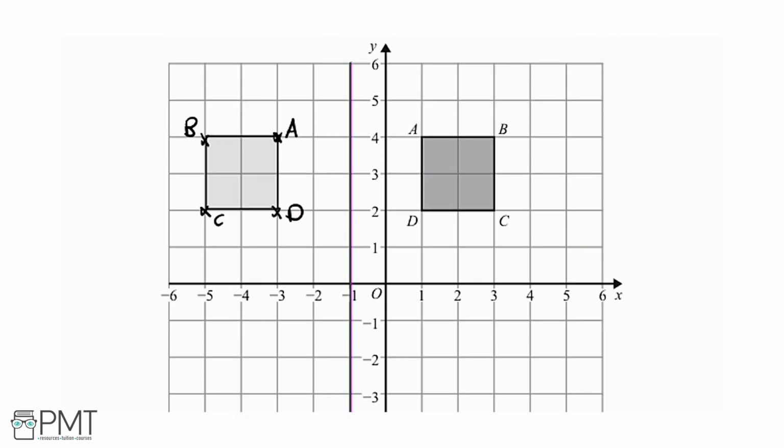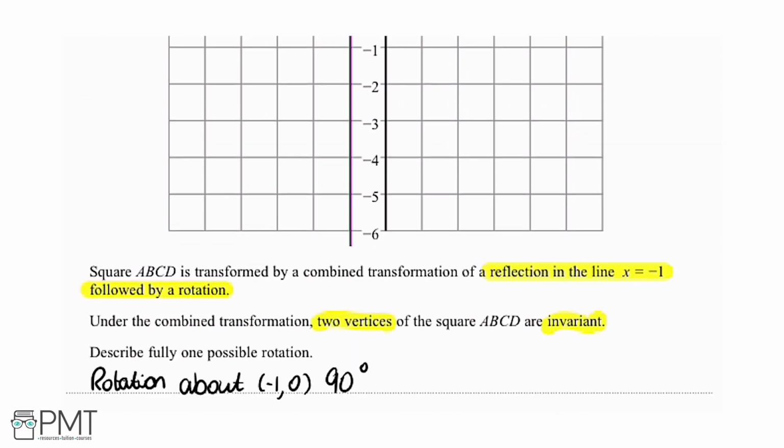And the last bit of information is the direction. Did we rotate around this way or this way? Well, we rotated around this way, which is clockwise. So it's a rotation about minus 1, 0, 90 degrees clockwise. And we get 2 marks for the rotation, giving all the relevant bits of information.